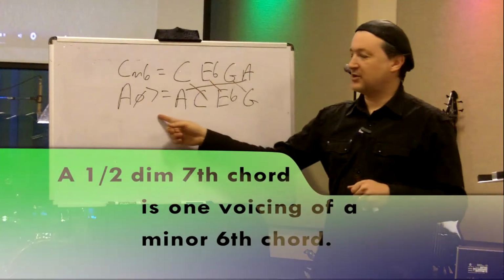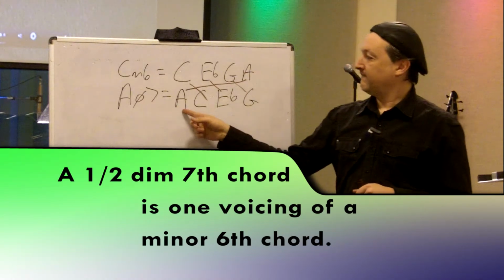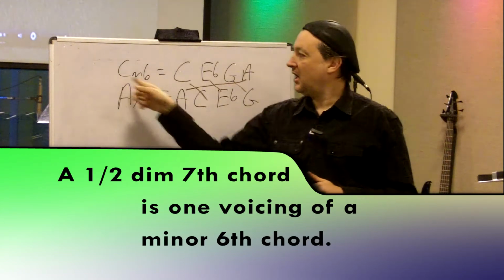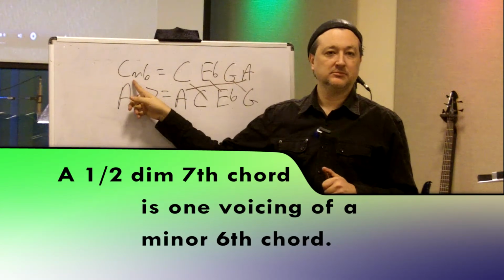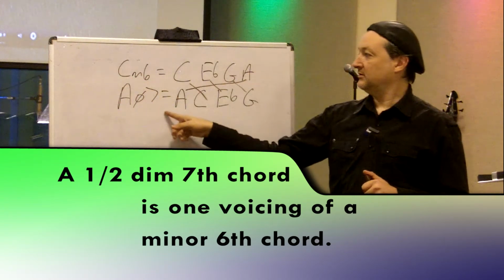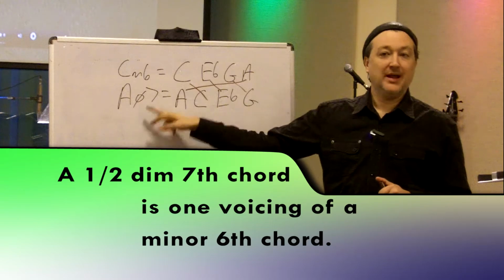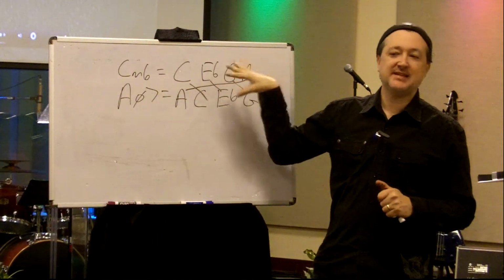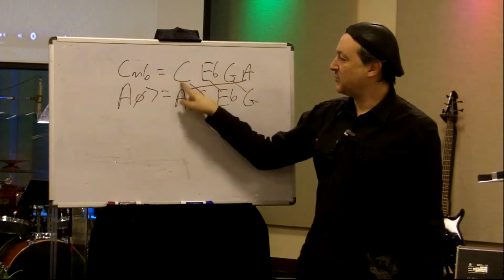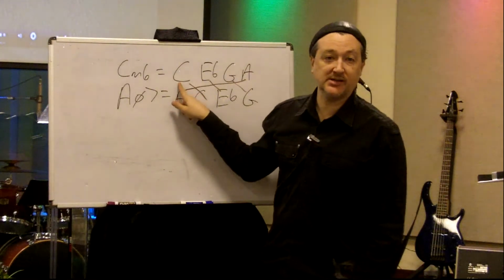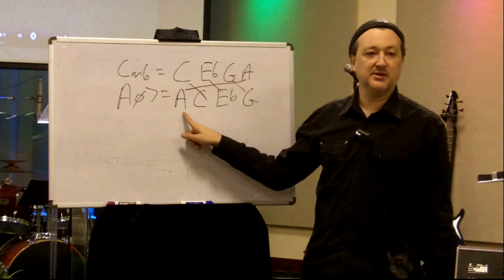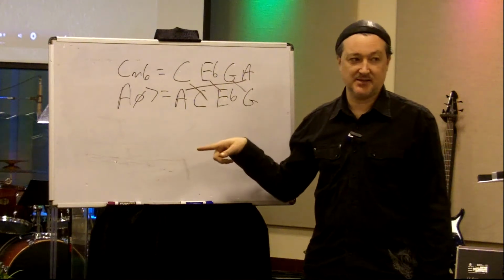I want you to understand the reason for what I'm saying, and if you don't understand, raise your hand. A half diminished 7th chord is one voicing of a minor 6th chord. And a minor 6th chord is a different voicing of a half diminished 7th chord. It's the same pool of notes. It's the same group of notes, right? It's the same 4 notes. In this situation, we've got a C on the bottom, so we call it a minor 6th. In this situation, we've got an A on the bottom, so we call it an A half diminished 7. Did that make sense?